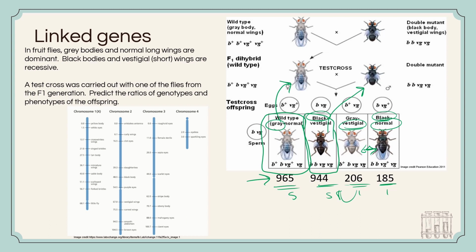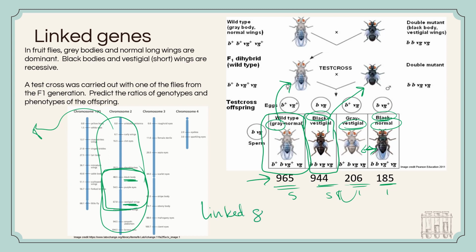And scientists were looking at this and were like, what? That doesn't make any sense. Why is this happening? And it turns out that it's because those two genes, wing size and body color, are on the same chromosome. And so during meiosis, this chromosome went together into an egg or a sperm, which means that those traits were inherited together. We call these traits linked genes.